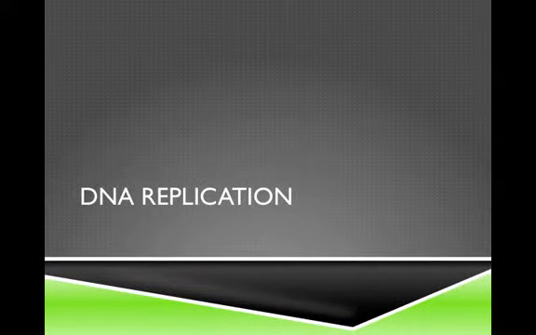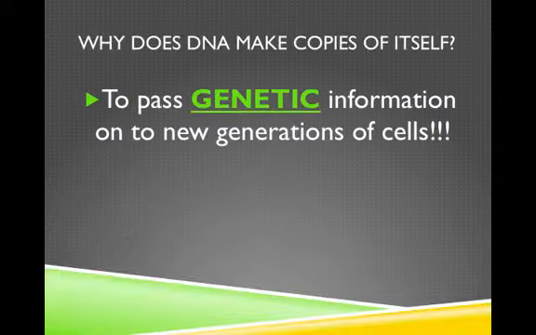Now that we know a little bit about the structure of DNA and RNA, we can talk about DNA replication. Remember, the word replication means to copy. So basically, we're talking about the process of copying DNA. So why does DNA make copies of itself? It's to pass genetic information on to the new generations of cells.